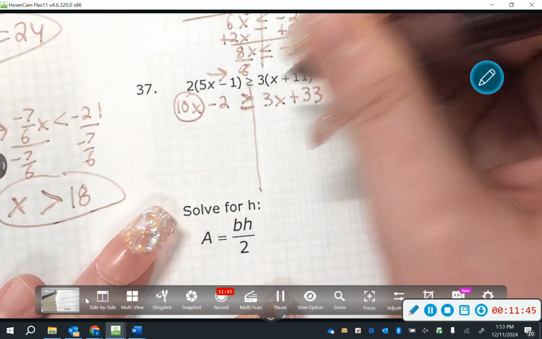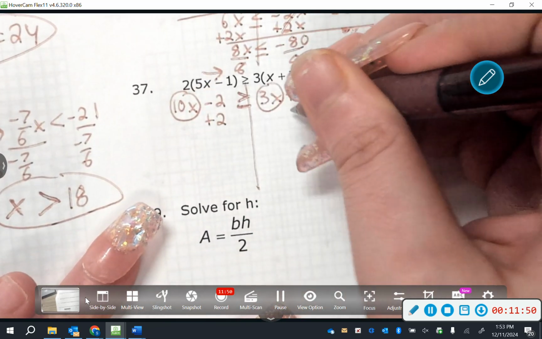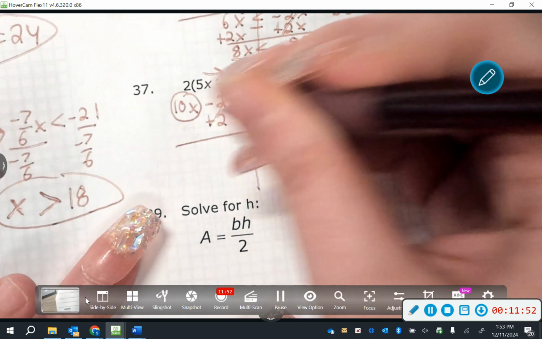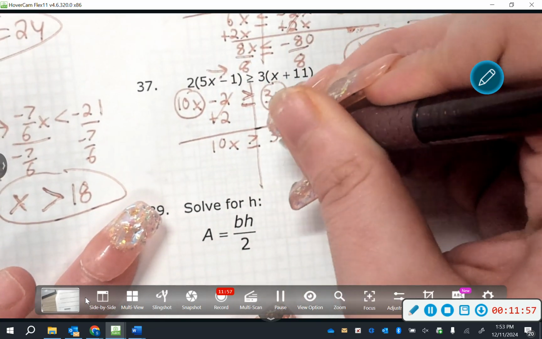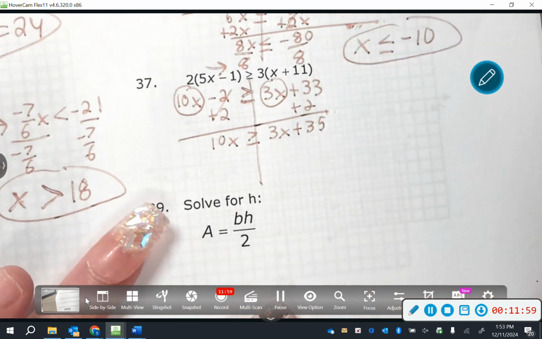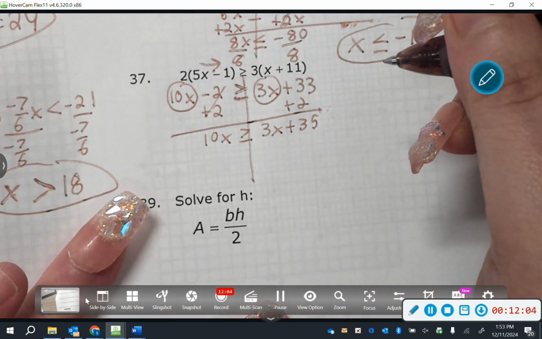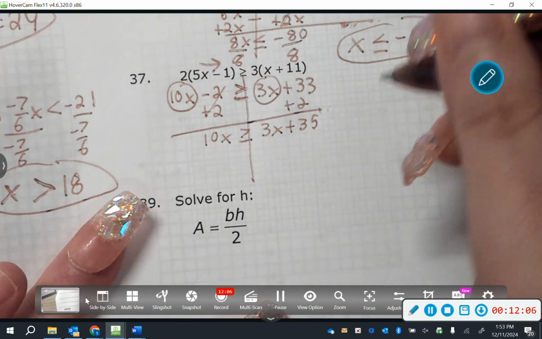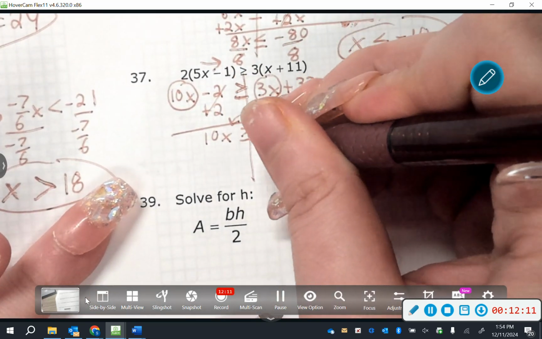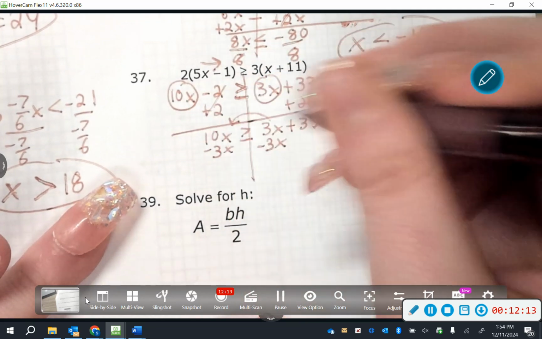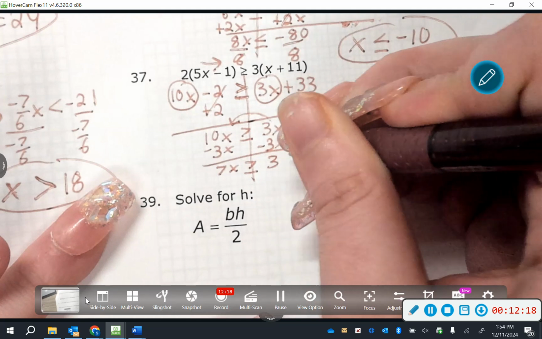Circle our variable. Opposite operation. The opposite of -2 is +2 to both sides. So we have 10x is greater than or equal to 3x plus 35. Okay. Now I need to get our x's on the left side. The opposite of a positive 3x is -3x to both sides. 7x is greater than or equal to 35.